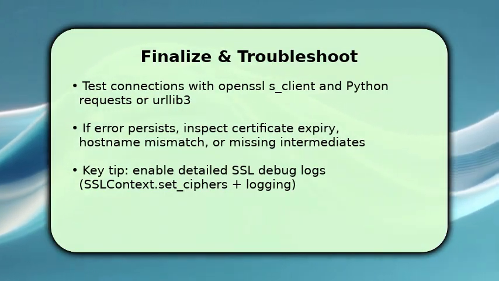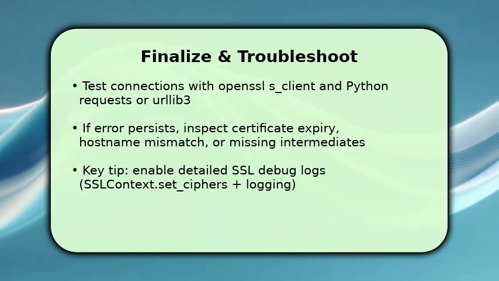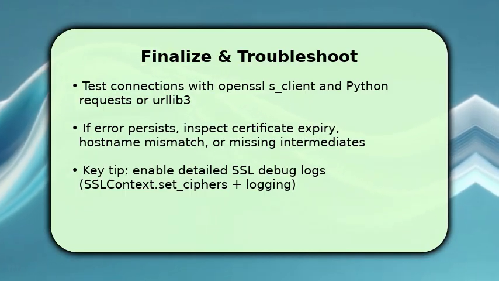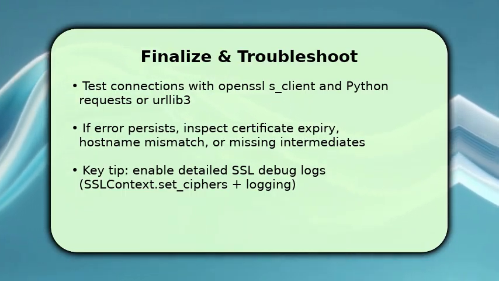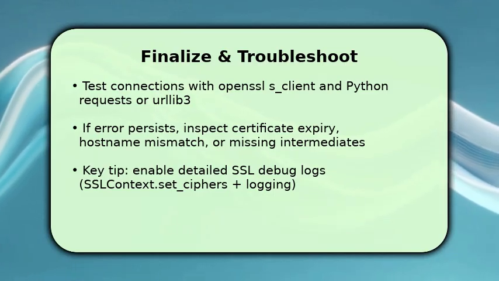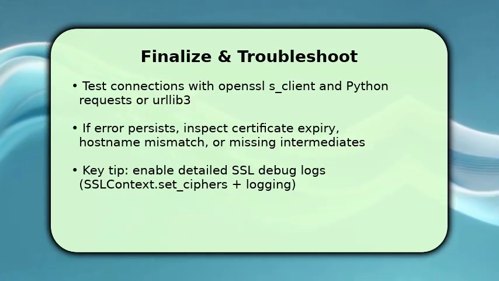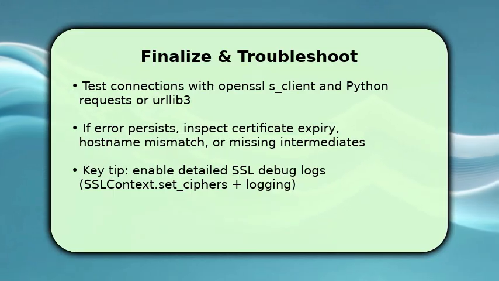If errors persist, inspect the certificate chain for expired certs, hostname mismatches, or missing intermediate certificates, which often cause failures. Make sure time on the client is correct. If you still get errors, enable verbose SSL debug logging in your app, and review the exact verify failure. That single error message will point you to the corrective step.